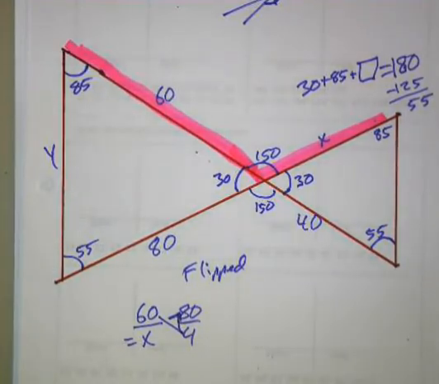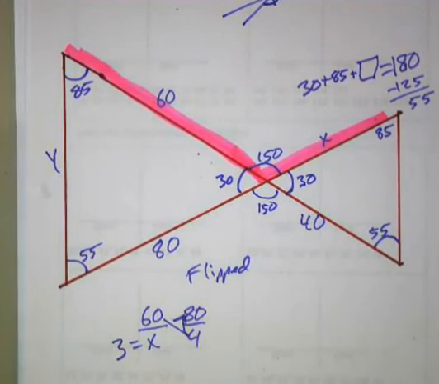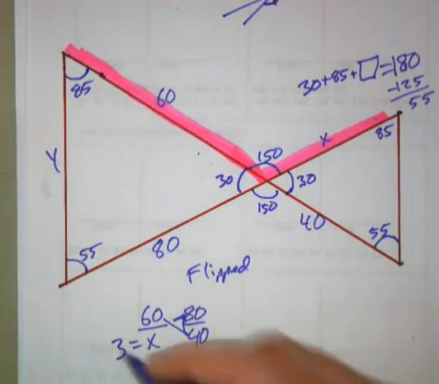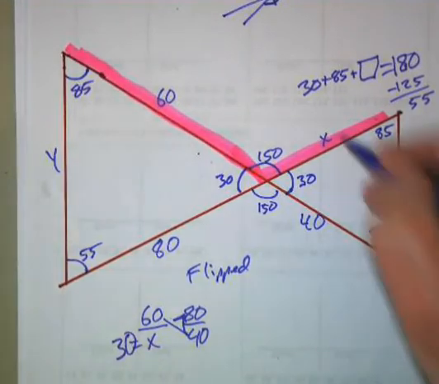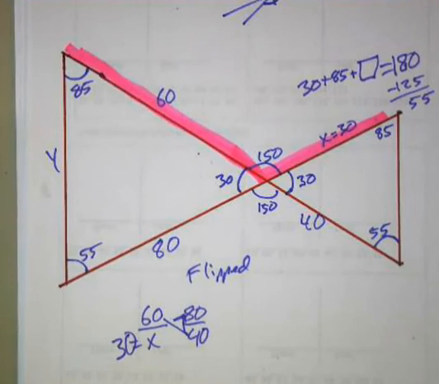60 times 4 divided by 80 equals 3. And the mistake there is it's not 4, it's 40. So it's 60 times 40, divide by 80, and our answer is 30. So x equals 30. Now to find y, you would use the same corresponding sides.